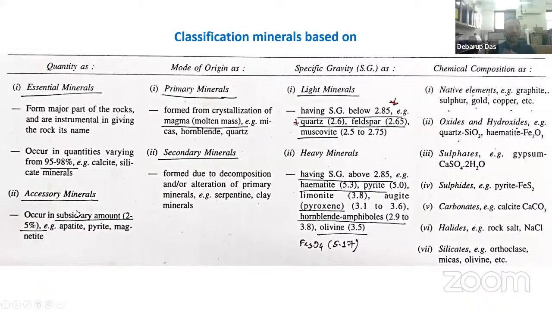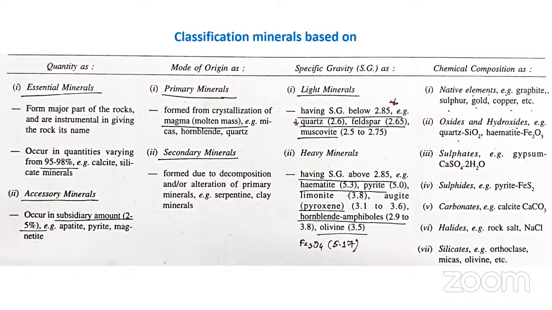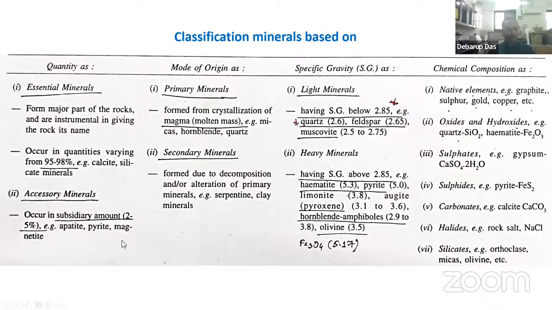Accessory minerals means, apart from that essential mineral, which is 98%, there are some other minerals also, 2 to 5% of the rest, that will be called accessory minerals, occurring in subsidiary amounts, for example, apatite, pyrite, magnetite. Based on mode of origin: primary and secondary. Primary, when formed from crystallization of magma: the molten mass comes out and crystallizes to form minerals. They are the first to form, so they are primary minerals. For example, micas, hornblende, quartz. Secondary minerals are formed due to decomposition and alteration of primary minerals, for example, clay minerals. Once primary minerals undergo disintegration and decomposition, they form secondary minerals.